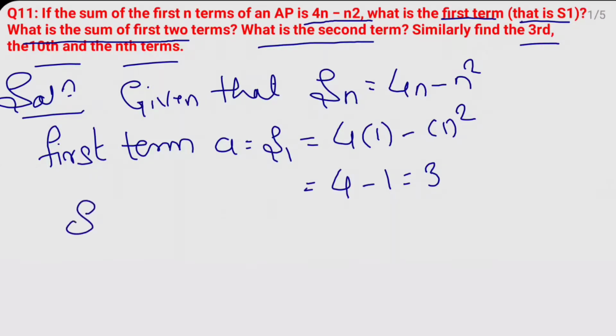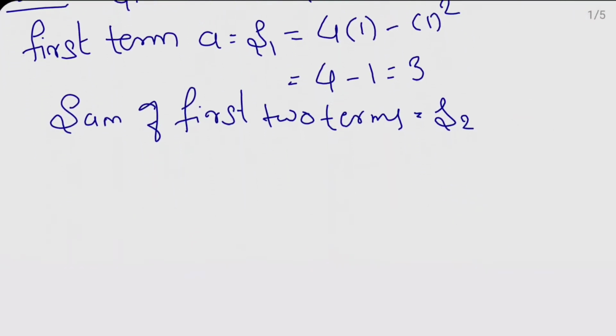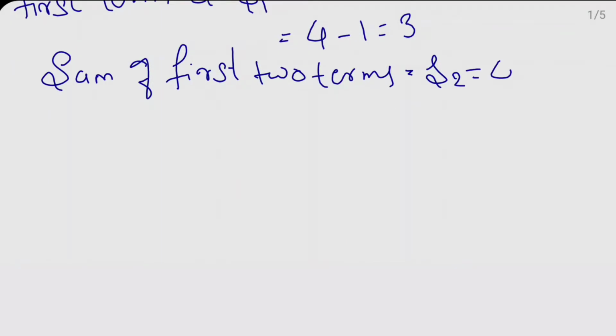And now sum of first two terms. So this is equal to S2, right? So now this is equal to 4n. So n is replaced by 2, minus n square is 2 square. So here we got 4 into 2 is 8 minus 2 square is 4. So 8 minus 4 is 4. So here sum of first two terms is 4. Is it clear?